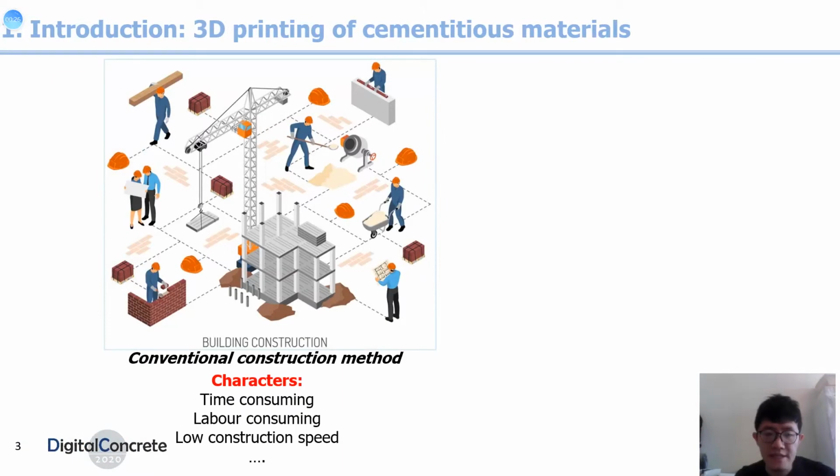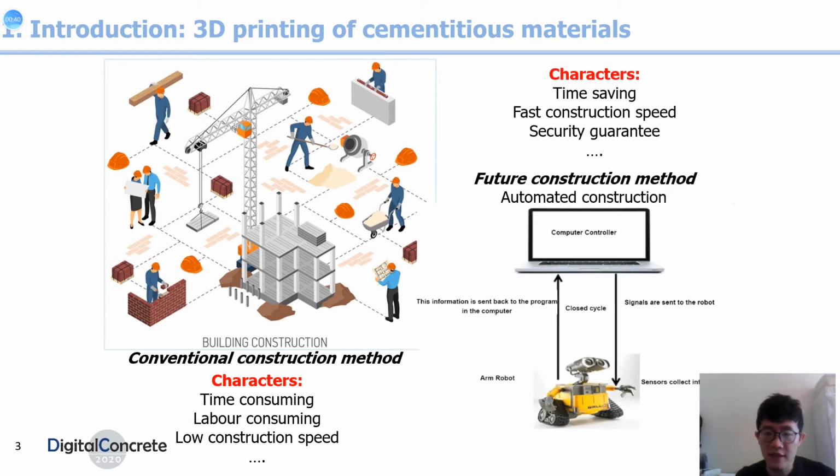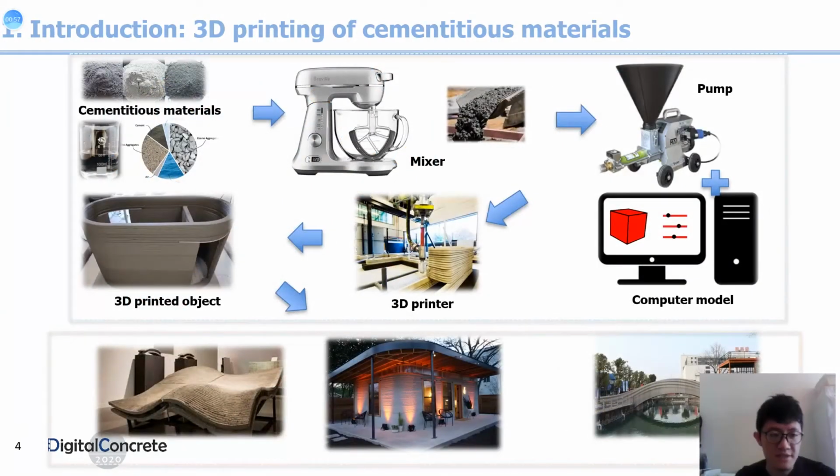Over the past decades, we usually used conventional construction methods. This method actually has lots of disadvantages, like being time-consuming, labor-consuming, and having low construction speed. However, with the development of technology, more and more new construction methods came out. 3D printing has been one of the most popular ones, and it has lots of advantages, like time-saving, fast construction speed, and security guarantee. What will happen if cementitious materials meet 3D printing technology?